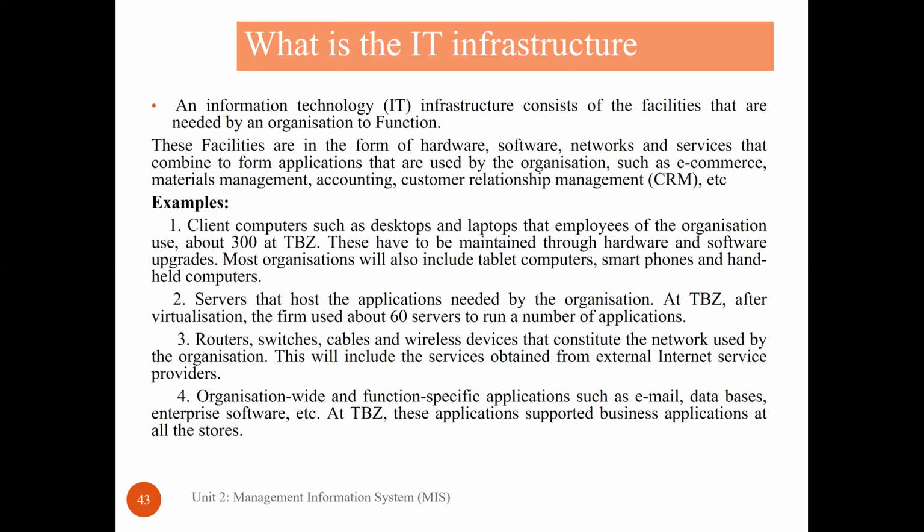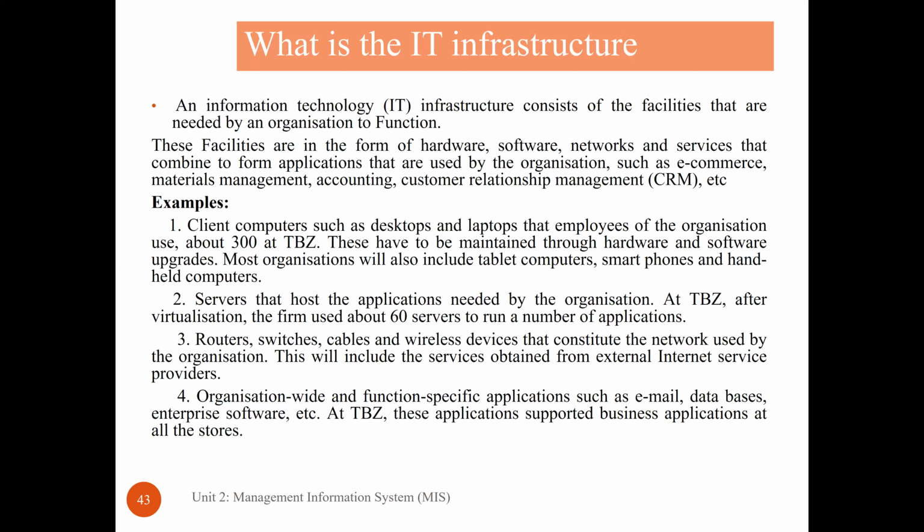Routers, switches, cables, and wireless devices constitute the network used by the organization. This will include services obtained from external internet service providers. There may be external service providers who are responsible for providing these services to the organization, like routers, switches, cables, wireless devices, etc.